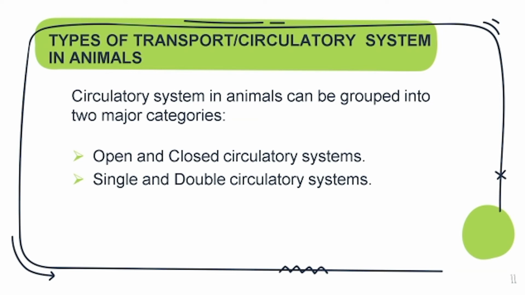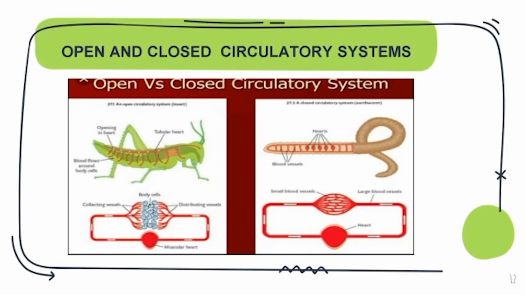2 major groups. We have open and closed circulatory systems, and we have single and double circulatory systems. We'll be looking at them one after the other. What do we mean by open circulatory system? And what do we mean by closed circulatory system?